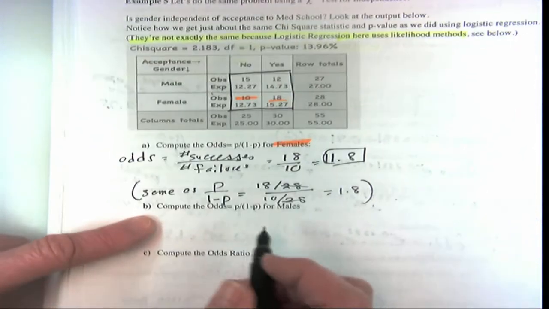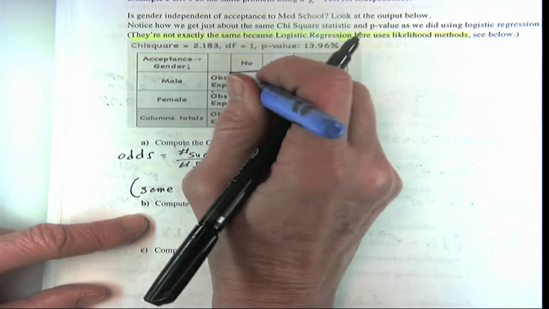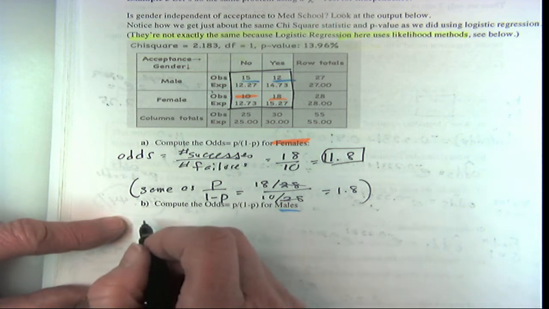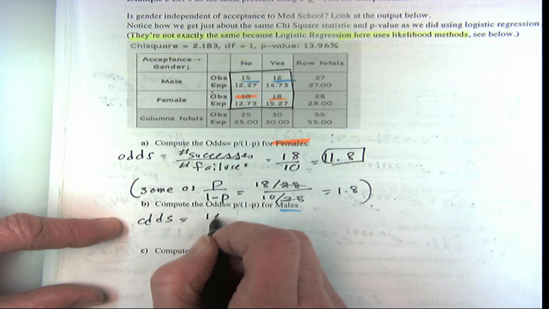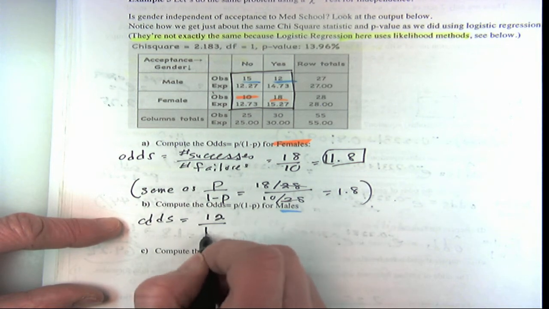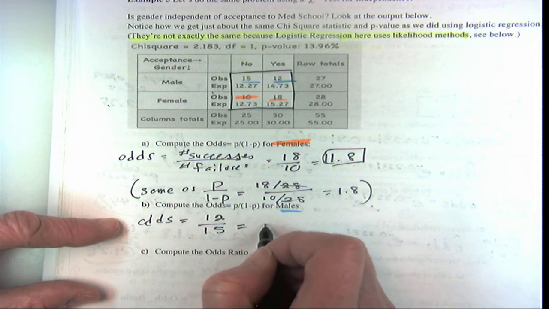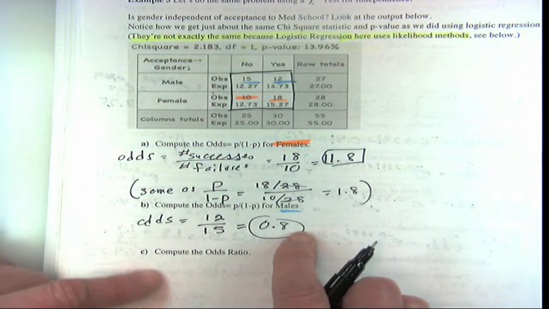Okay, now what about the odds for males? Let's do males. These two numbers are what you want for the males. So the odds are going to be 12 successes versus 15 failures, and that is 0.8. So these two are the same.